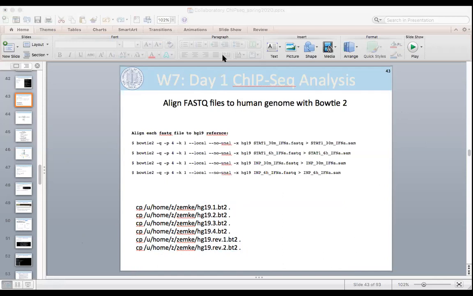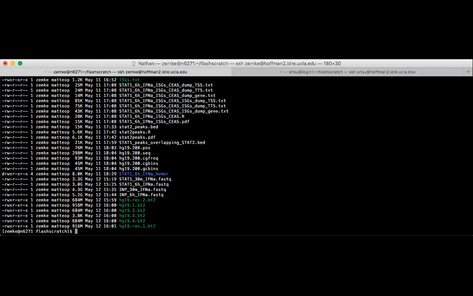So once we have those bowtie index files, finally we can do our alignments. On page 43 of the slides, I have the command we're going to use for doing the bowtie alignment. I'm going to switch over to terminal. So this is the command we're going to use. We have to do this 4 times for each FASTQ file that we generated. I'm going to start with the STAT1 30-minute interferon.